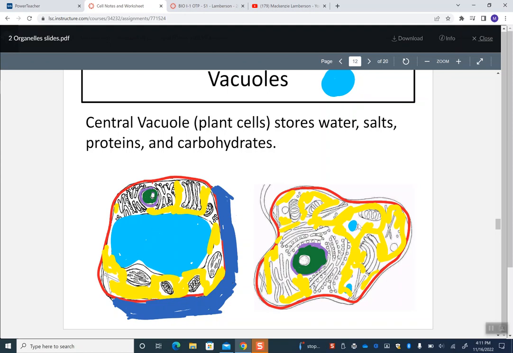If you look over here in the animal cell, we do have a couple tiny ones, but it's very different and they're a lot smaller, so they don't have this large central vacuole. So you could say both, but you need to know that if you see a large central vacuole, that is a plant cell. Typically we just think that if it's a central vacuole, that's only in plants, but animal cells do have a couple tiny ones here.